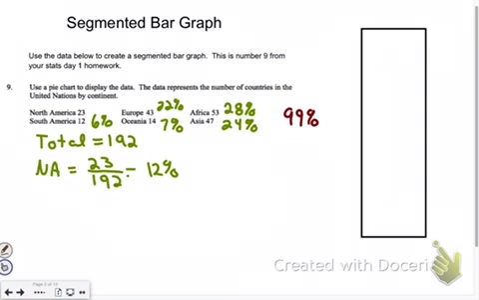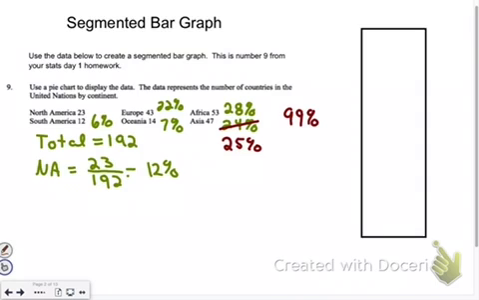So what you want to do is take a closer look, and find one of these that you originally rounded down and round it up. In this case, I'm going to round Asia up to 25%. That way I have a total of 100% for my graph.